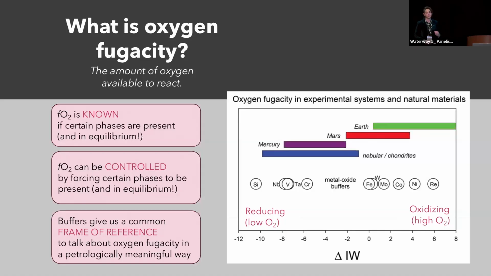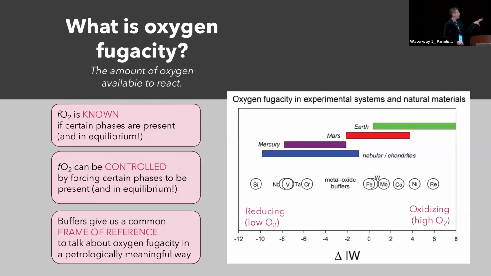A famous example of this is rust: iron and iron oxide. If you're in low fO2, or a reducing system, which would be on this graph to the left, fO2 is at low values and you're going to have a metal phase. If you're on the right-hand side, you have more oxygen available, and you're going to be in the oxide phase. In our experiments, we can control that value by placing those components next to our sample. If both of those things are present at equilibrium, we fix the oxygen fugacity.